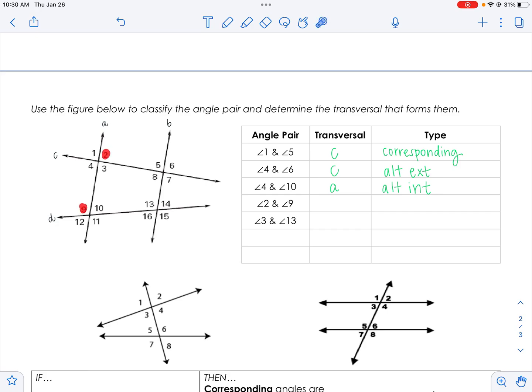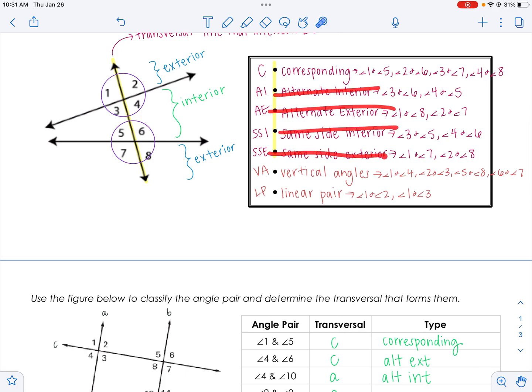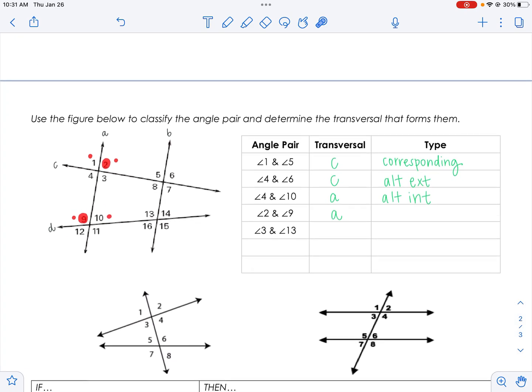So taking a look at the next one, 2 and 9, well, line A is my transversal. So there's my transversal, there's my set, so 2 and 9. And this one is a little bit weird because if you notice, 2 is on the exterior, but 9's on the interior. So if I go back to my list, they can't be alternate interior, exterior. They can't be any of those. They're not vertical angles, they're not a linear pair because one's on the exterior and one's on the interior. But they're also not corresponding either. Corresponding would be 1 and 9 or 2 and 10. So it means that while these angles actually have a transversal, they don't have any relation. So I'm going to say NA.